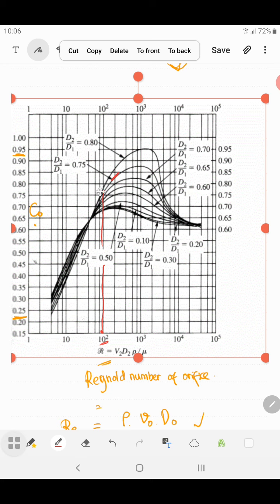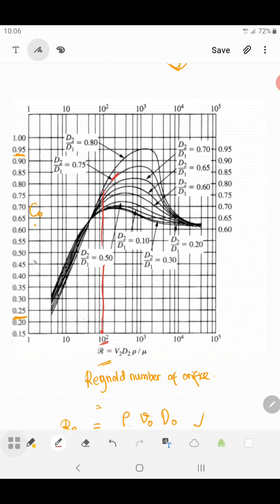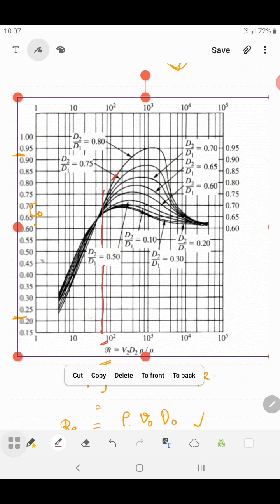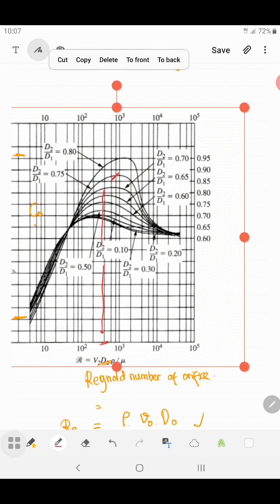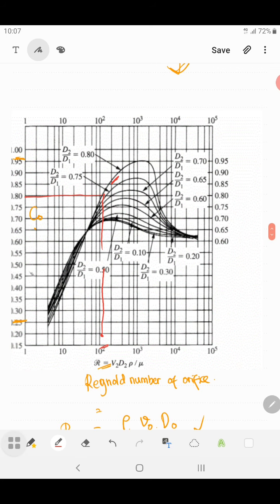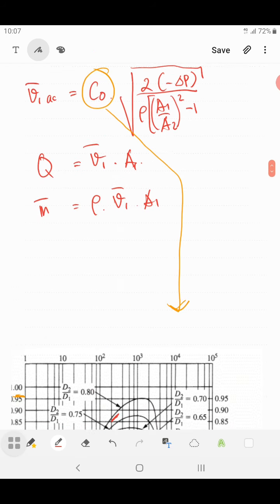and then you just draw a straight line to the left. Then you can read that the CO is approximately 0.8. That is the coefficient of orifice. That's all for the explanation of orifice.